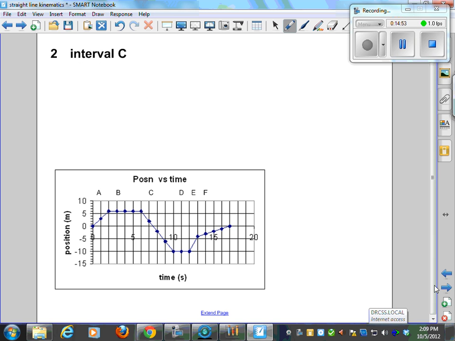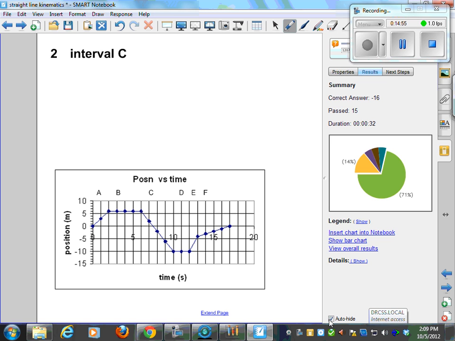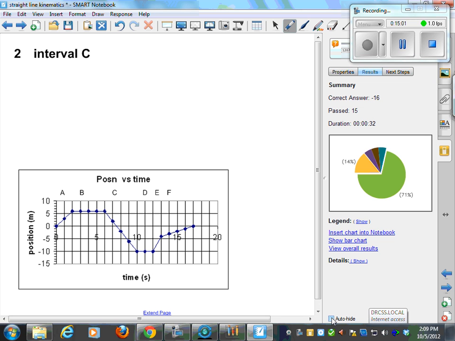Interval C. Minus 16. There are lots of different answers. Minus 16. Yes, I see that. What's the final position? Minus 10, way down here. What's the initial position? Plus 6. So it's minus 10 minus 6, which is minus 16.